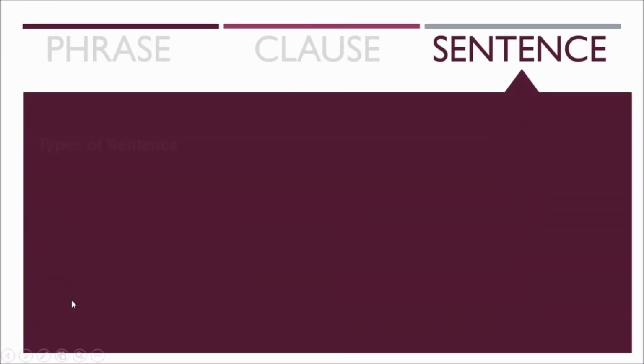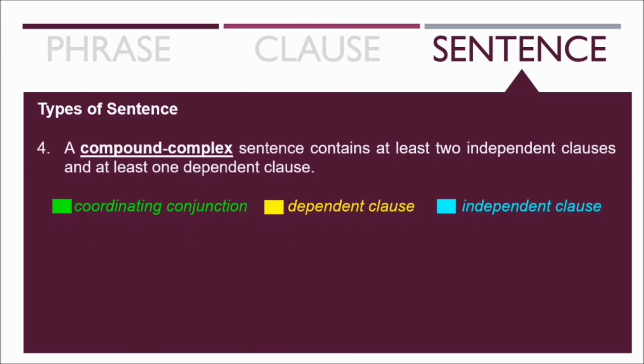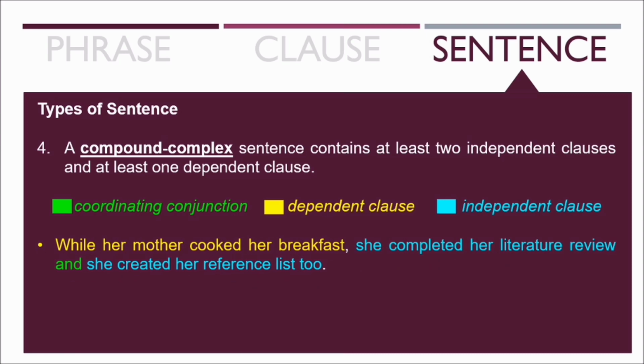Now, let's go to our final type of sentence, the compound complex. It is a type of sentence that contains at least two independent clauses. I repeat, two independent clauses and at least one dependent clause, okay? For example, "While her mother cooked her breakfast, she completed her literature review and she created her reference list too." In this sentence alone, you can find one dependent clause shaded in yellow and two independent clauses which are in blue combined by coordinating conjunction "and."